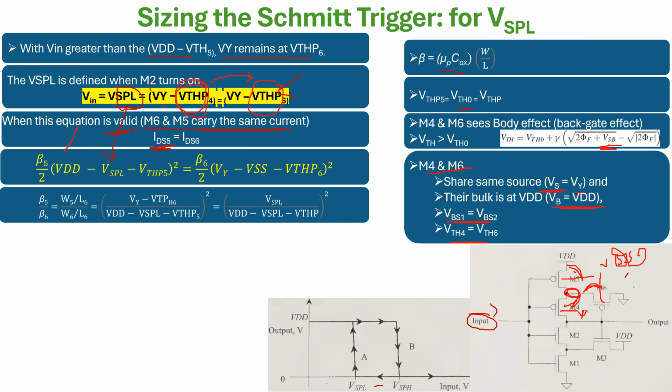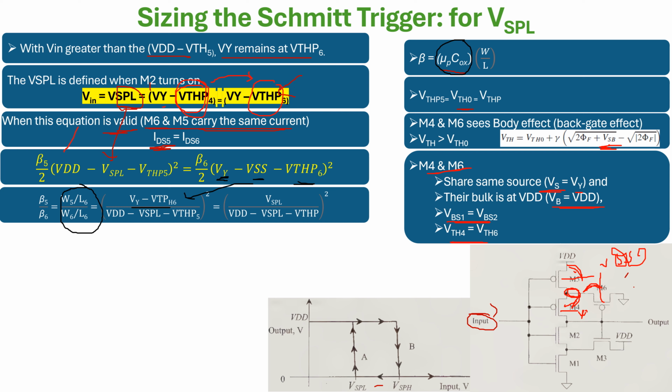Rearranging here and there. So now beta 5 by beta 6. Of course, if we get rid of the MPCOs which are common, I say WL by WL ratio here, WL by WL. That is equal to... So let's look at this VY. What is VSS? It is 0, I can ignore it. VY minus VTHP 6, VY minus VTHP 6. This one came here.